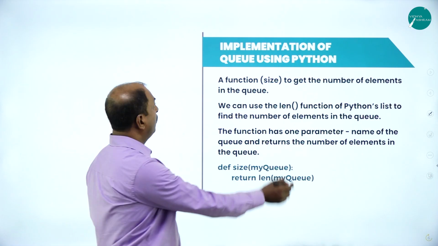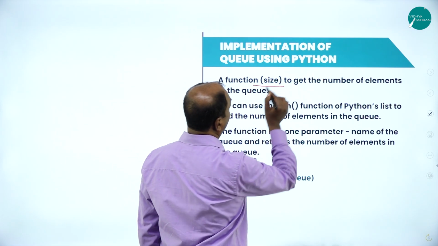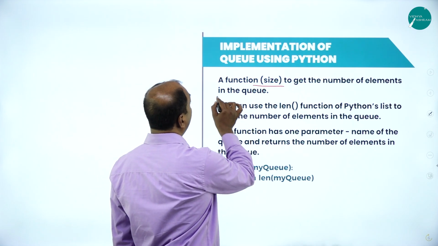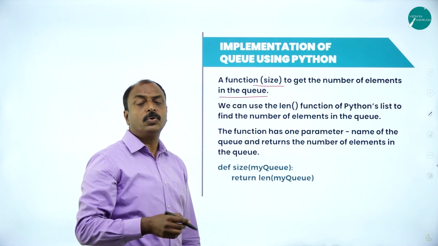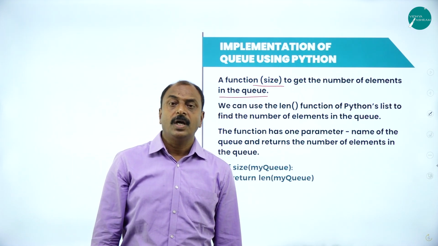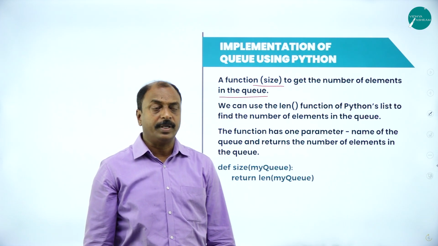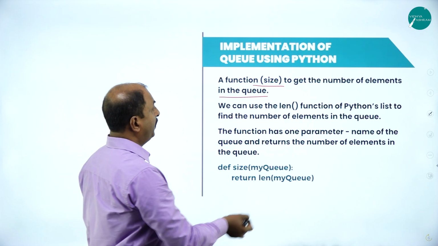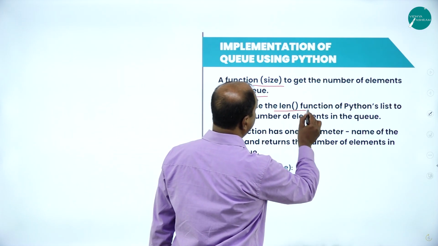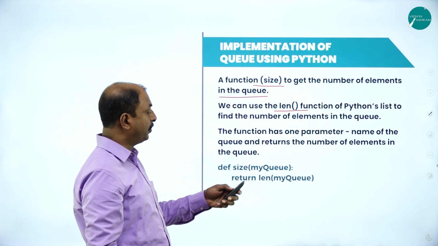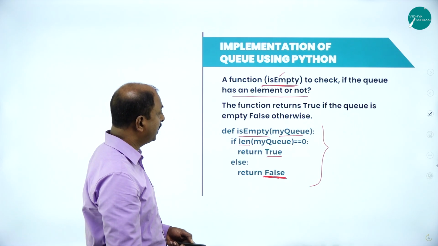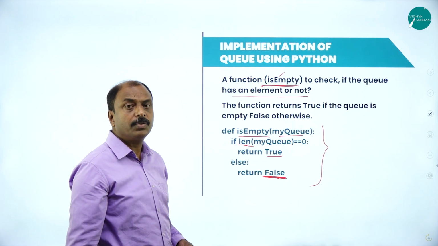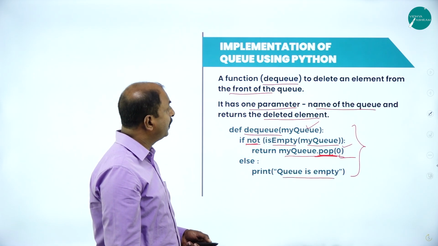In the next slide, we will see there is a size operation or a function called size to get the number of elements in a queue. To know the size of a queue, or how many elements there are in a queue, we are using a function called size function. Here we can also use the length function, the same thing we have used in the previous example. So here we use the length function to find out the number of elements in a queue.